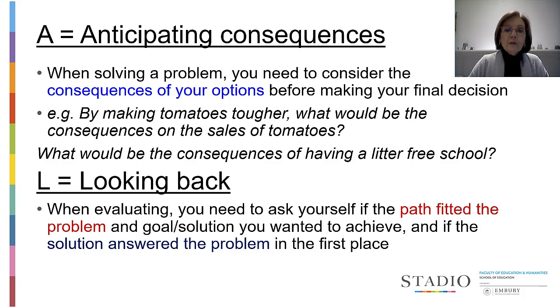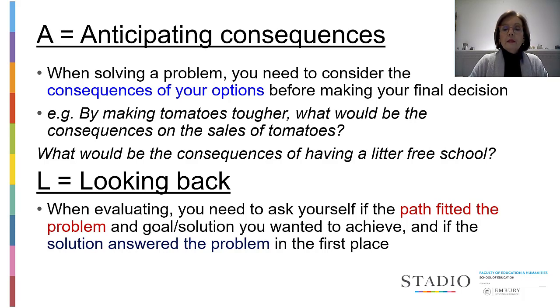Then A for anticipating consequences. So here when solving a problem, you need to consider the consequences of your options before you make your final decision. So for example, by making tomatoes tougher, what would be the consequences on the sales of tomatoes? So we've decided the problem was the tomatoes when we had our previous problem of the mechanisms damaging the tomato. So we make our tomatoes much tougher.